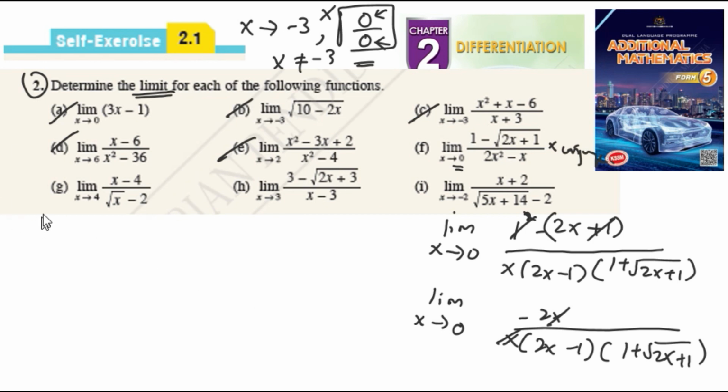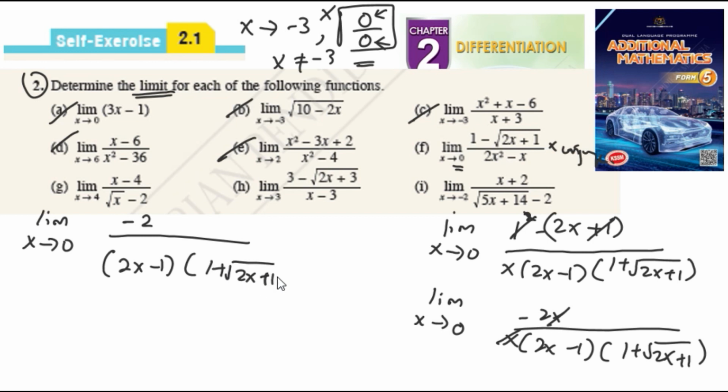So here you have limit x approaching 0. So you have -2. So this one is not 0. And here below is 2x minus 1. And this one is 1 plus the cube root of 2x plus 1. So if you substitute, you won't get 0 above and you won't get 0 below.